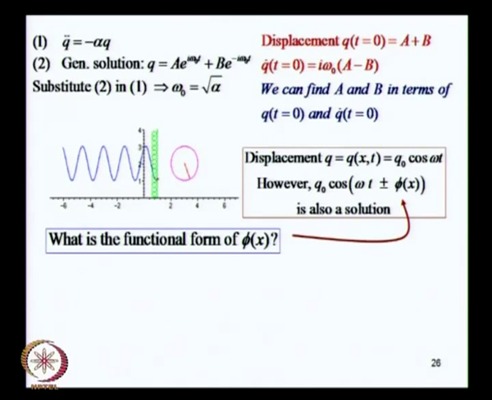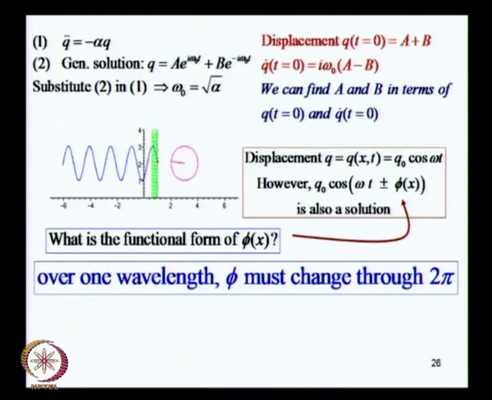So you can have solutions of different kinds, and they will all be phase shifted from each other, determined by the initial conditions, and we ask the general question, what should be the functional form of phi? What should be the dependence on x of the function phi? What can it be? Because phi is some arbitrary function of x in the manner in which we have represented it over here. Now we are asking what should be the exact dependence on x of this function phi. Now what we do know is that over one wavelength phi must change by 2 pi.